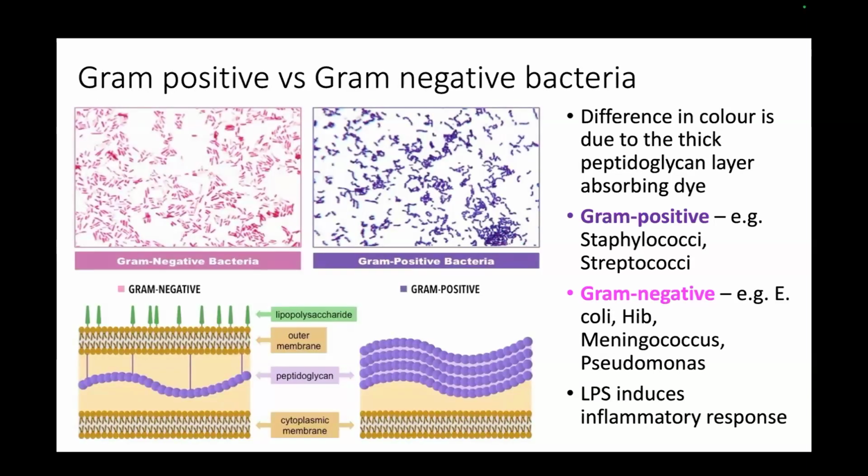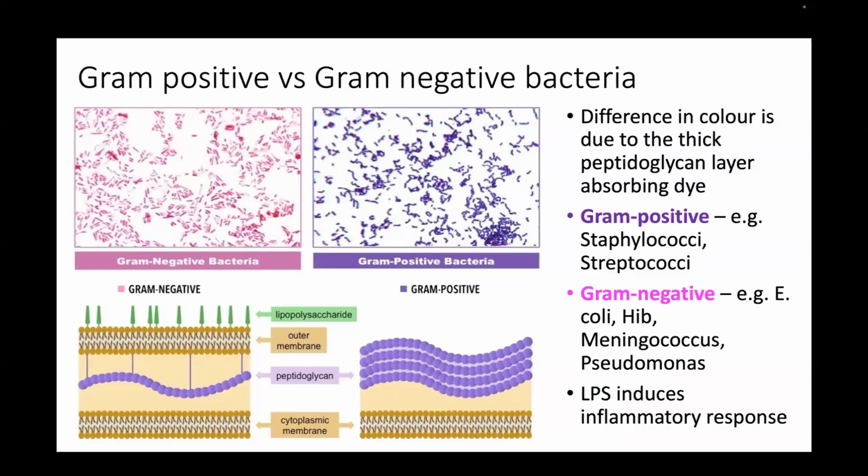So to start off with, when we're thinking about bacteria, we want to classify them by how they stain, so gram-positive versus gram-negative. The gram-positive bacteria have a thick peptidoglycan cell wall, which absorbs the dye, so they stay purple when they're stained. That would be things like staph and strep. And then gram-negative, the dye washes off and it leaves a pink colour. That would be things like E. coli, Haemophilus influenzae, Meningococcus, Pseudomonas.